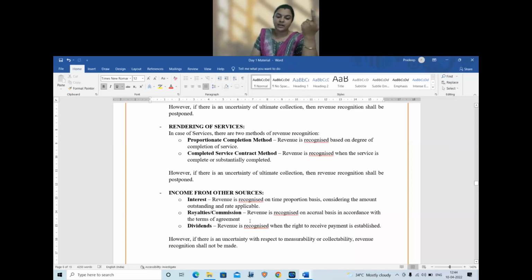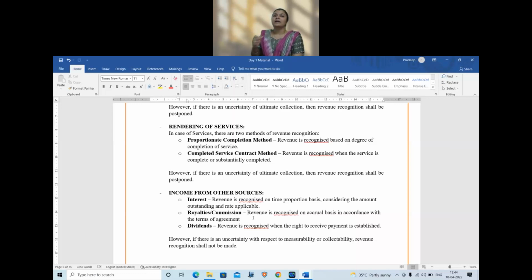Second, agreement based: royalty, commission, all these. Revenue is recognized on accrual basis in accordance with the terms of the agreement. So whatever the agreement terms are, accordingly you can recognize revenue. Once in 3 months, once in 6 months, however your agreement says, you can recognize the revenue.